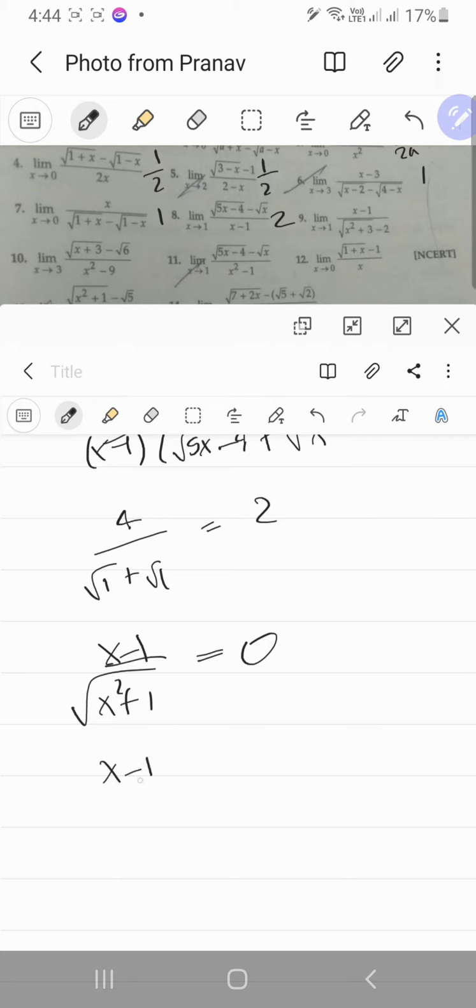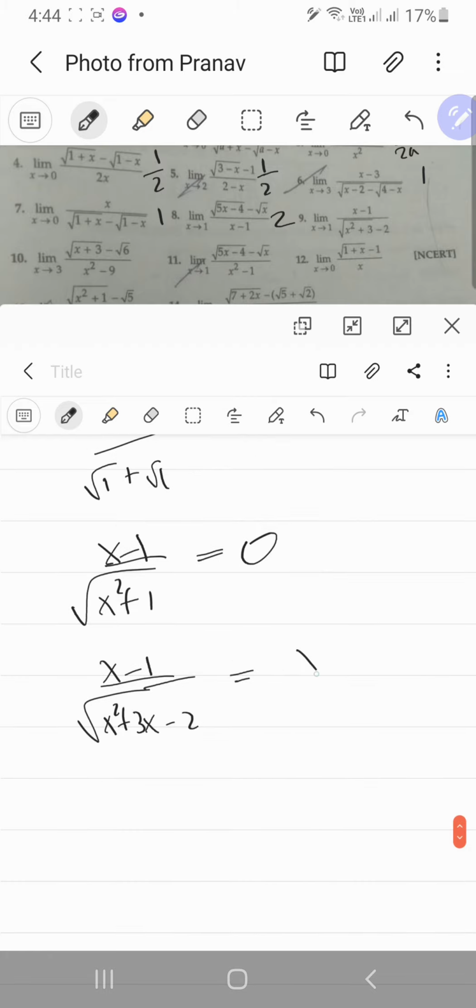But this one, x minus 1 upon square root of x squared plus 3x minus 2, yeah, that's maybe the one which they wanted. So this should be x minus 1 upon square root of, wait a second, how can this be plus? Oh god, this is not gonna work.